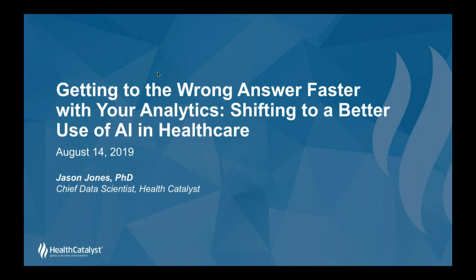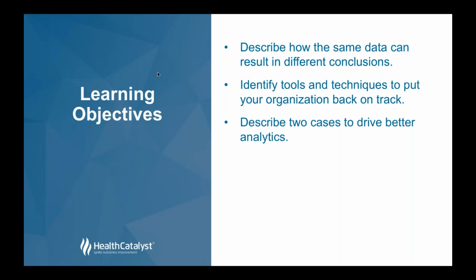Deeply appreciate it. The title may seem a bit odd, getting to the wrong answer faster with your analytics. Usually we don't want to get to the wrong answer faster, but I'm hoping that you find this engaging, understand what kinds of things might count as a wrong answer, and if we skip to the learning objectives then, let's see how it is that data can both help us draw the right and the wrong conclusions.